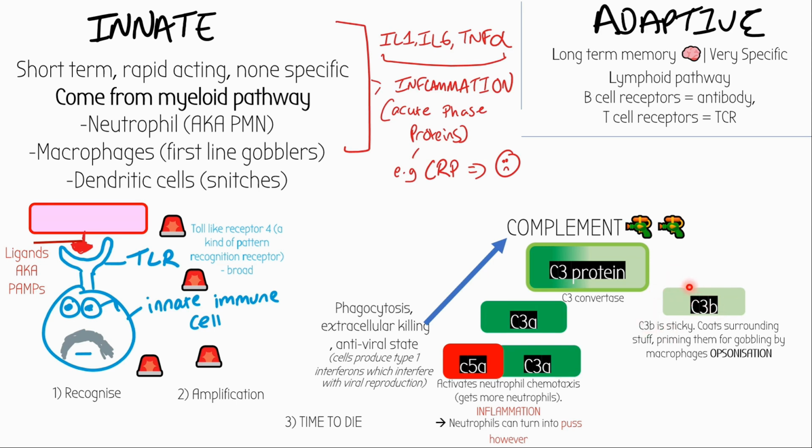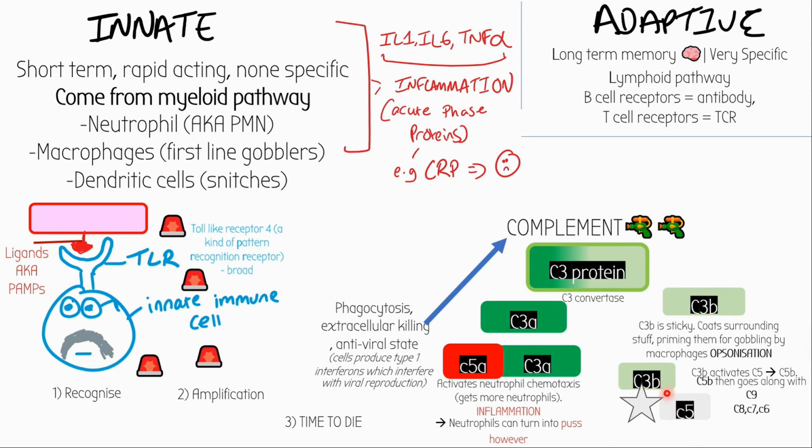When it sticks to that, it's basically like a target, alerting all the macrophages that there's a bacteria here. It's going to stick to something and then prime the bacteria for gobbling by macrophages, and that's called opsonization. So basically it acts as an alarm system. And C3b has another function. It's going to activate C5 into C5b. This is separate from the C5a. So C5 becomes activated.